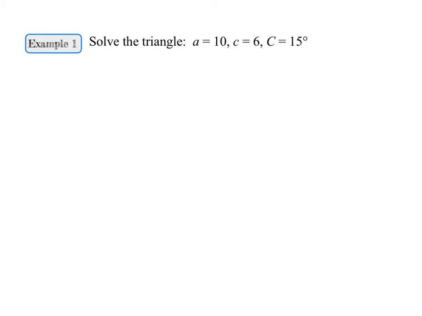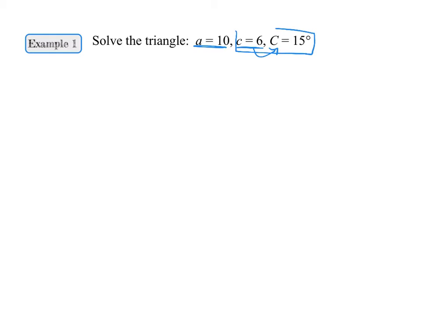For our first example, they have given us three pieces of information. They've given us side A, side C, and angle C. And they're asking us to solve the triangle, which means they want us to find all remaining parts. Okay, so the first thing I'm going to notice is I'm not even going to draw a triangle here, but I am going to notice that I have two sides, side A, side C, and I have angle C, which creates a pair. Because I have a pair, I can use law of sines to find the angle that will go with the side that I currently have.